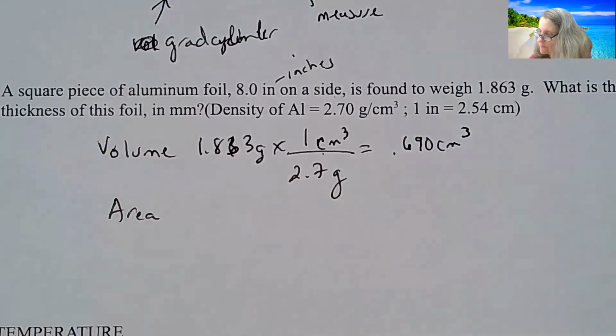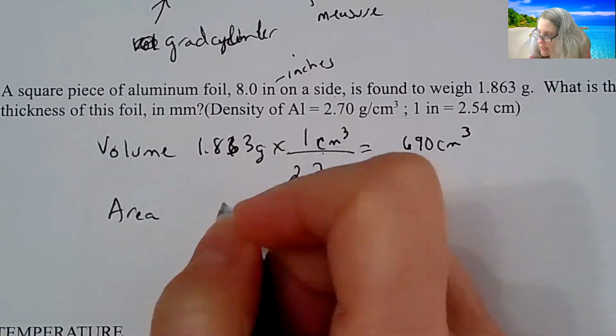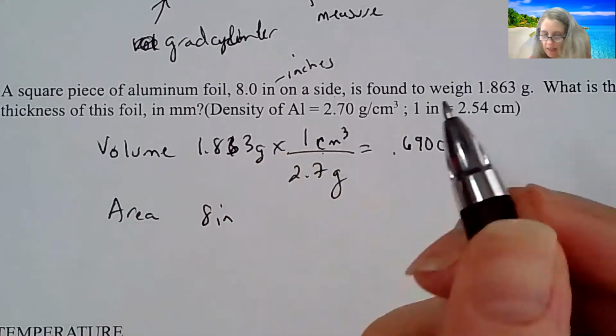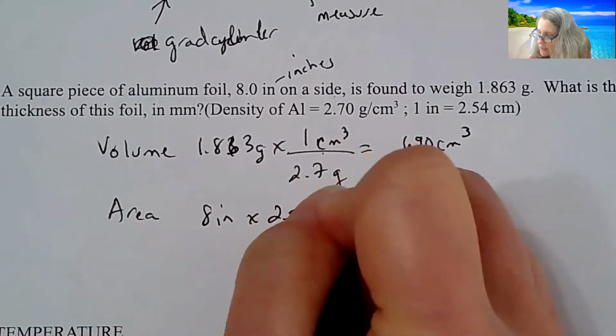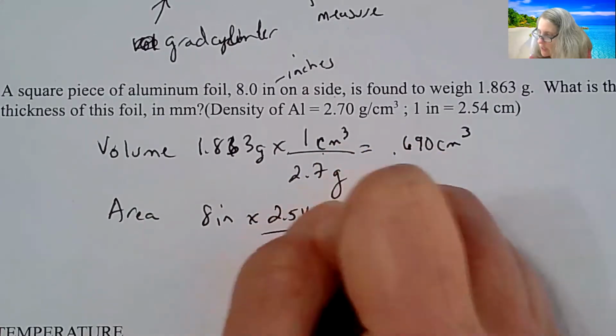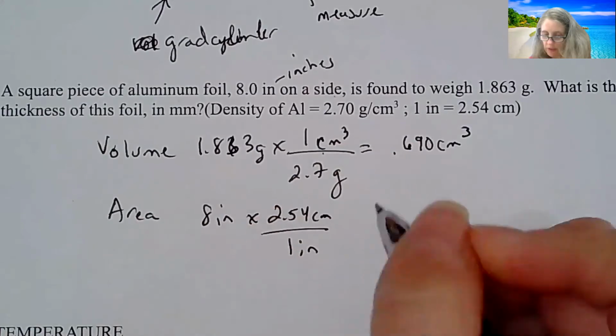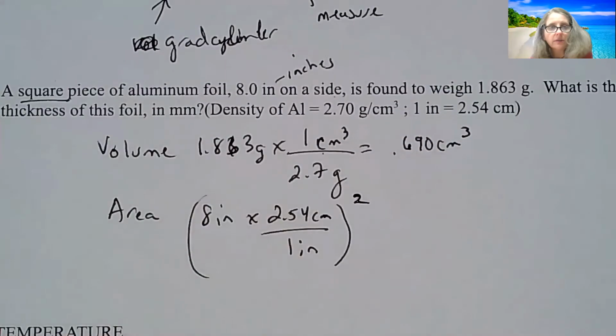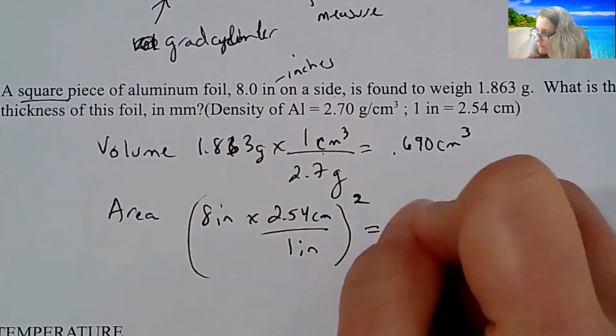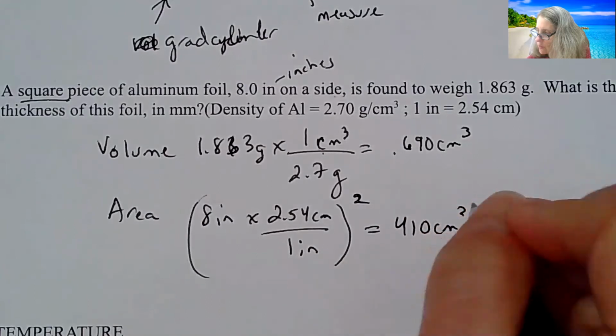Area I could easily find because I have 8 inches on a side. So I'm going to take those 8 inches and I could square it, but I want to get it in centimeters. So you're going to see in my notes here that I have converted it to centimeters. Since this is a square, I could just take the square of that and I get about 410 centimeters squared.